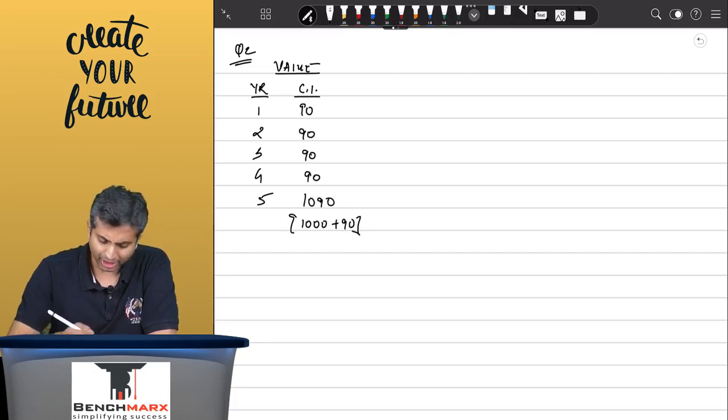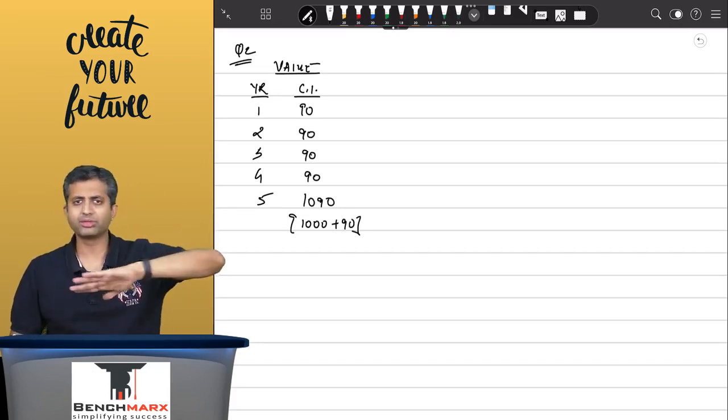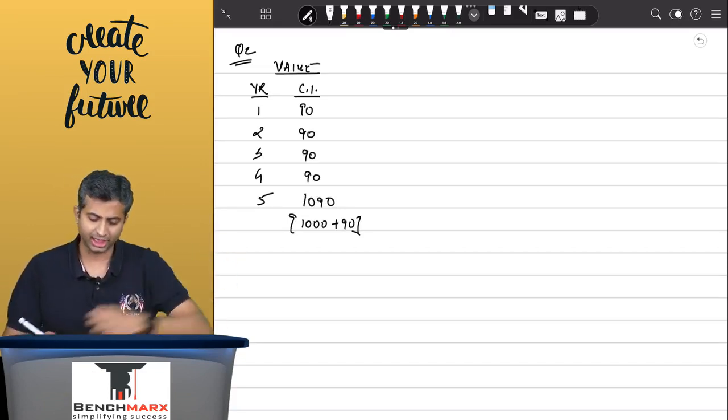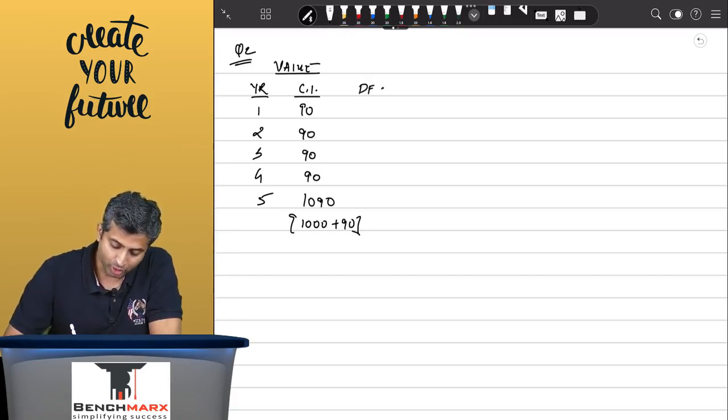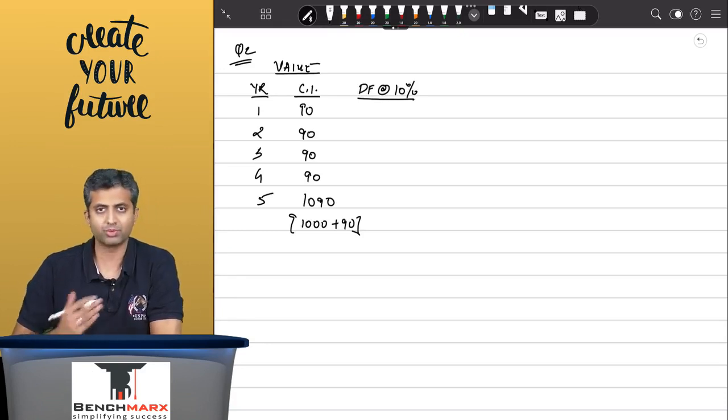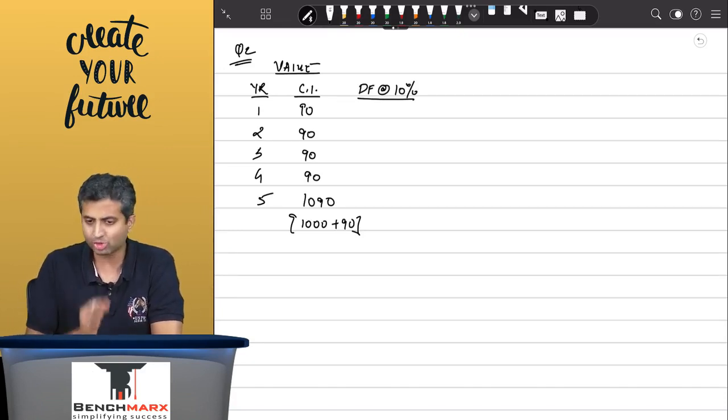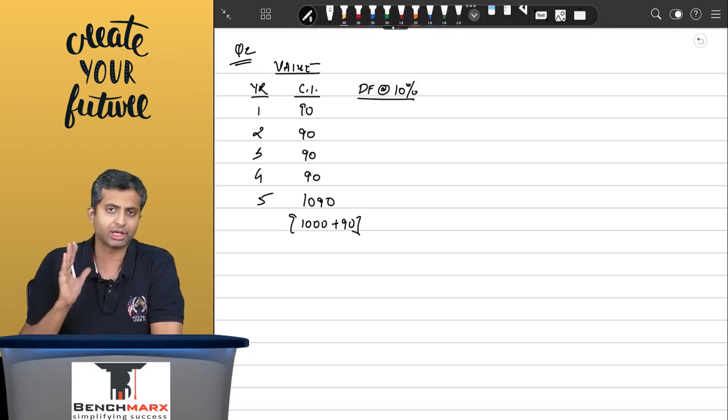Okay, so can I take the total value to be the total of all of these? No, that is ignoring time value. You also have to consider a discount factor, and the discount factor over here is A's required rate of return, which is 10%. So A requires 10%. So how much should A invest such that he will get a 10% return?